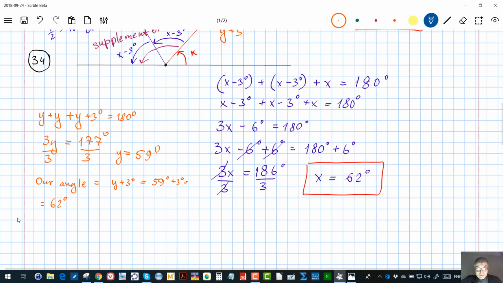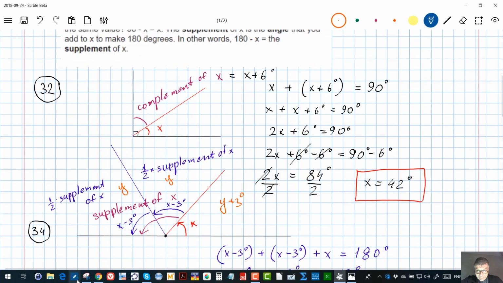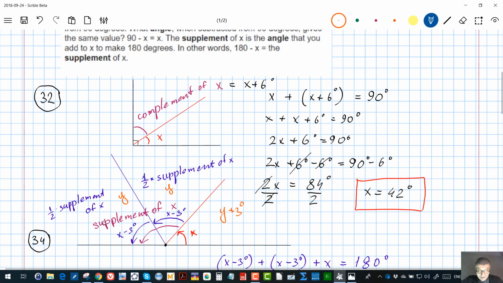So there are two ways to do this. The second time, well, actually it's the same. You could choose anything as x, but you have to keep this relationship. One is 3 degrees less than the other one, or the other one is 3 degrees more than the first one. That's it.